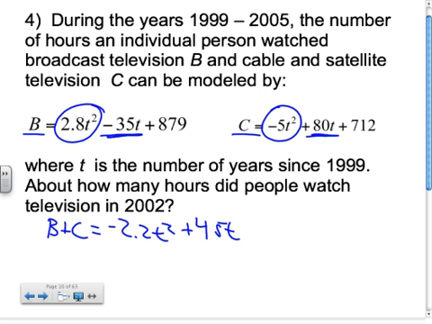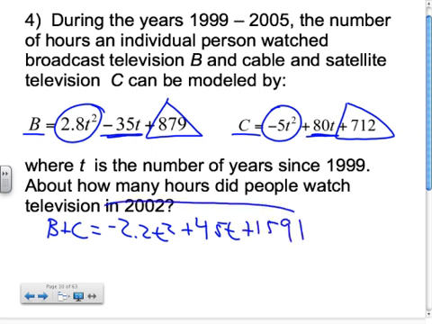And finally, I have positive 879, positive 712. So I have 879 plus 712, plus 1591. This expression is my model. That represents the number of hours people watch TV.